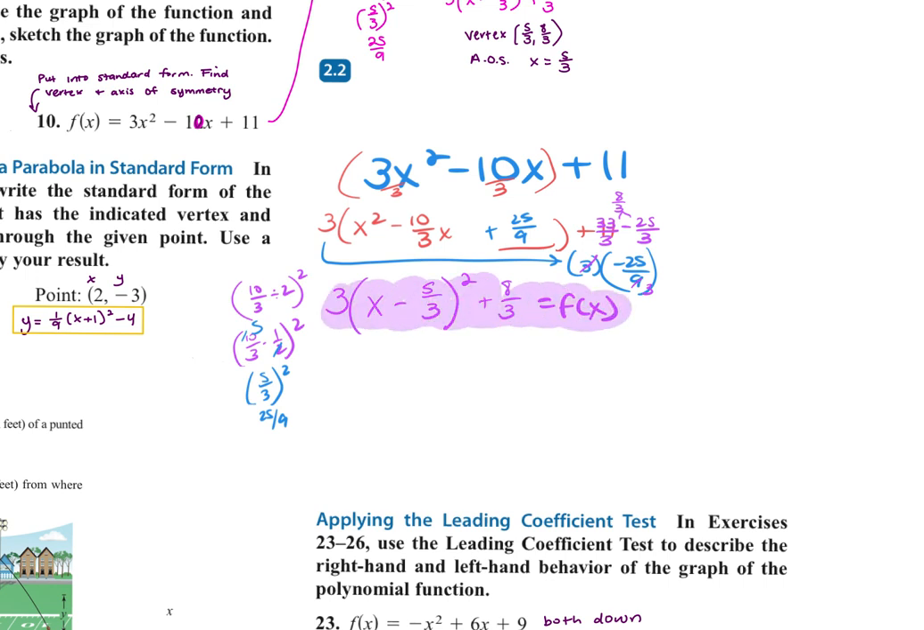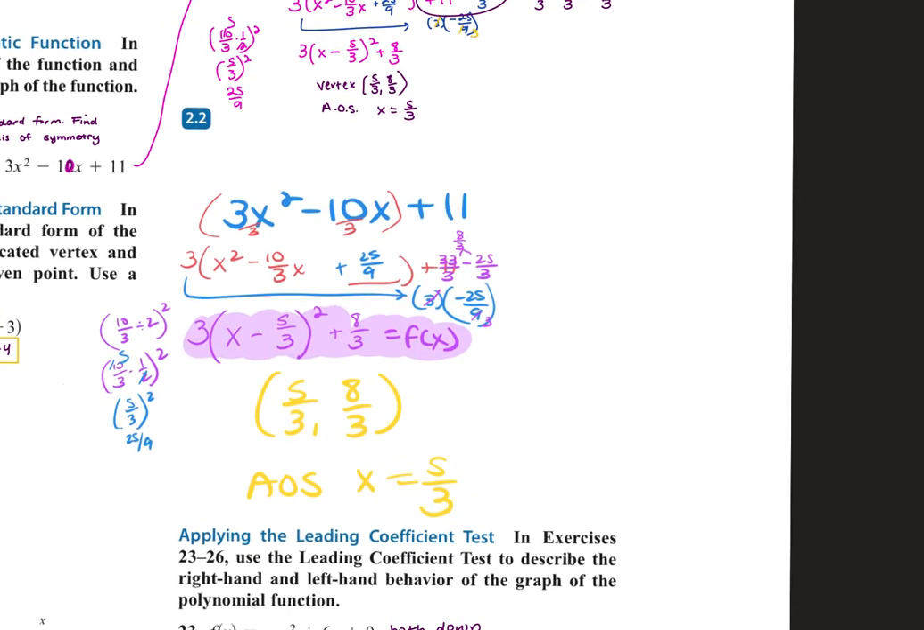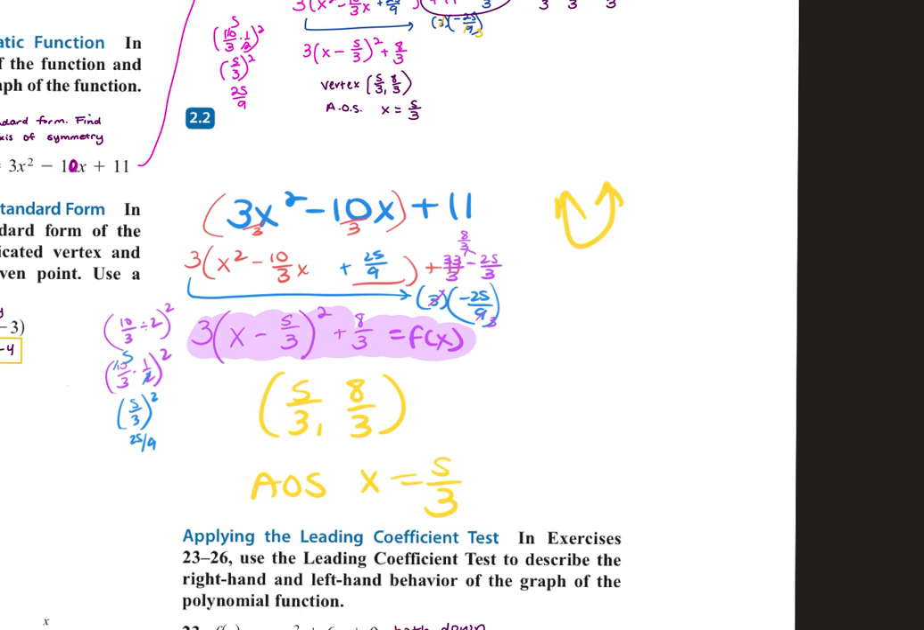And then from there, it didn't ask for it, but I did it. Yes, I put it on there. Vertex would be 5/3 and 8/3. Axis of symmetry would be x equals 5/3. And would this have a minimum or a maximum? Minimum, and the min value would be 8/3. It's the k coordinate.